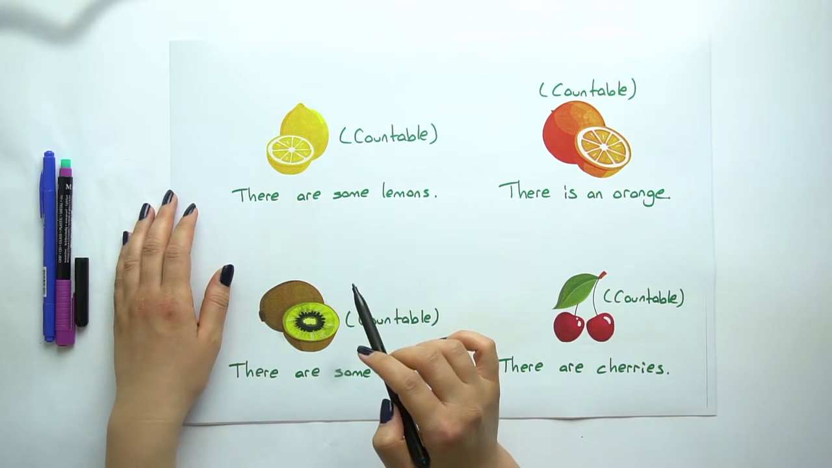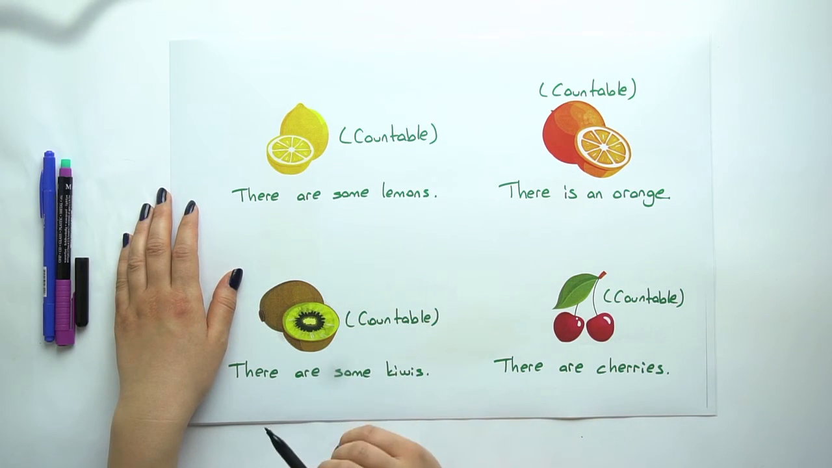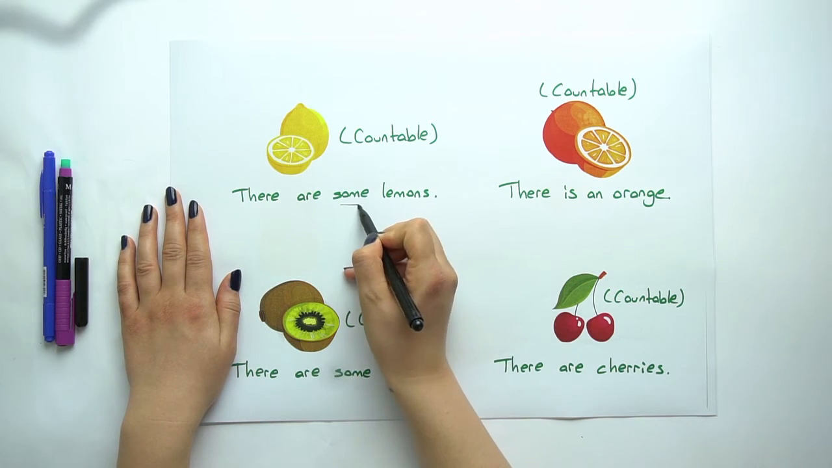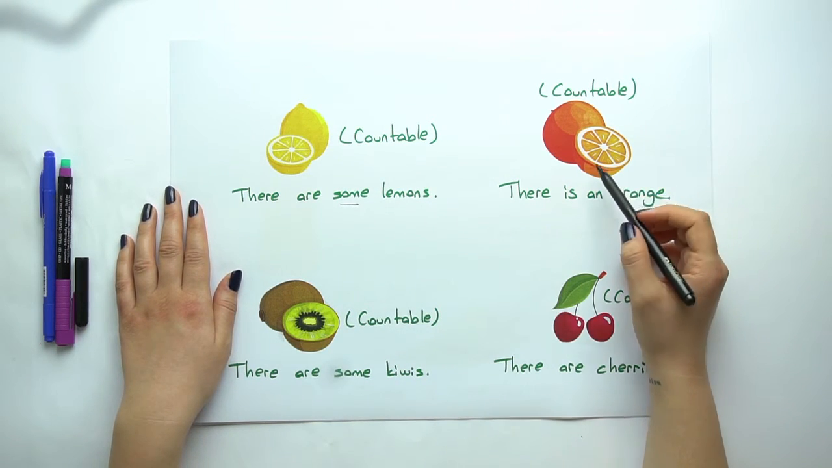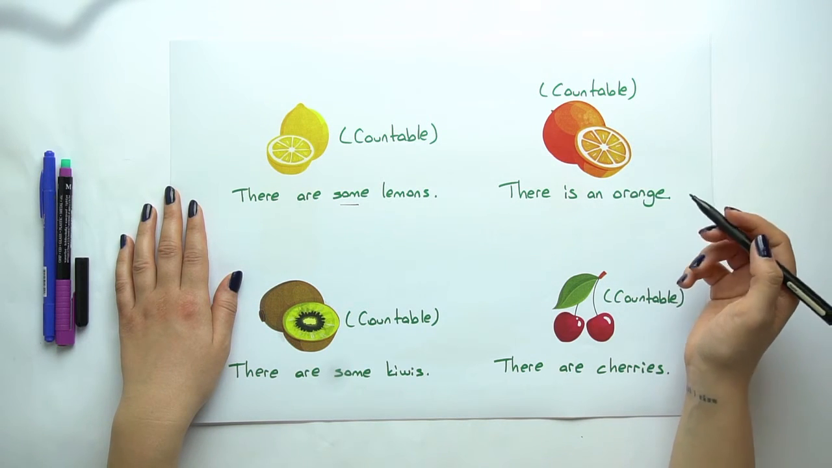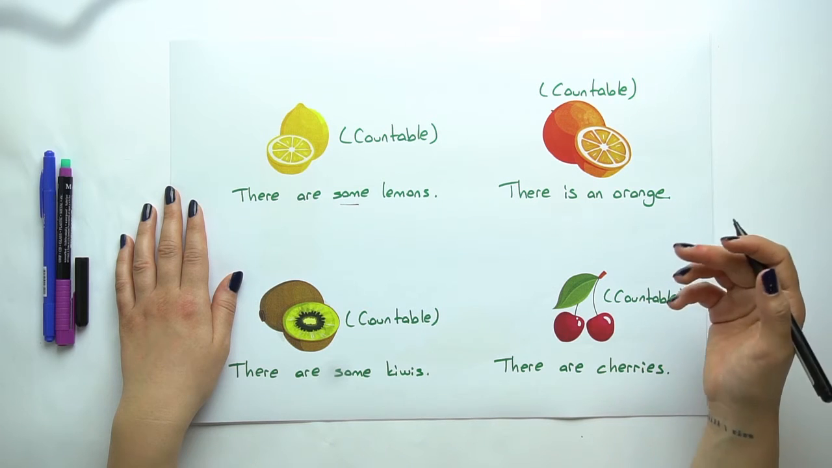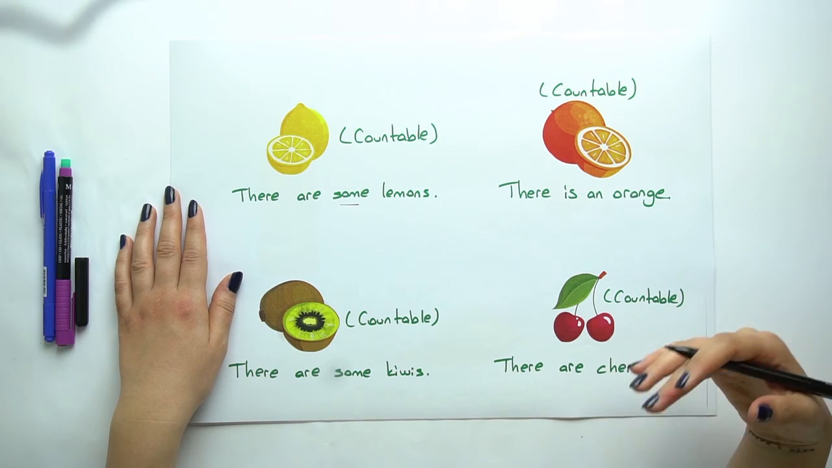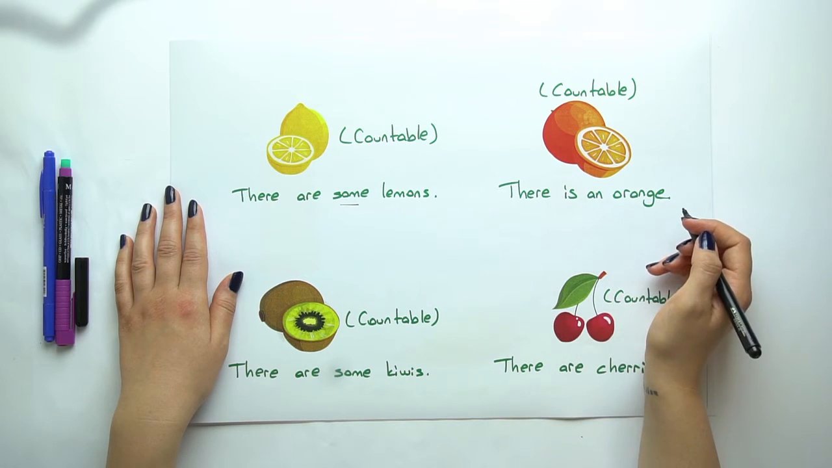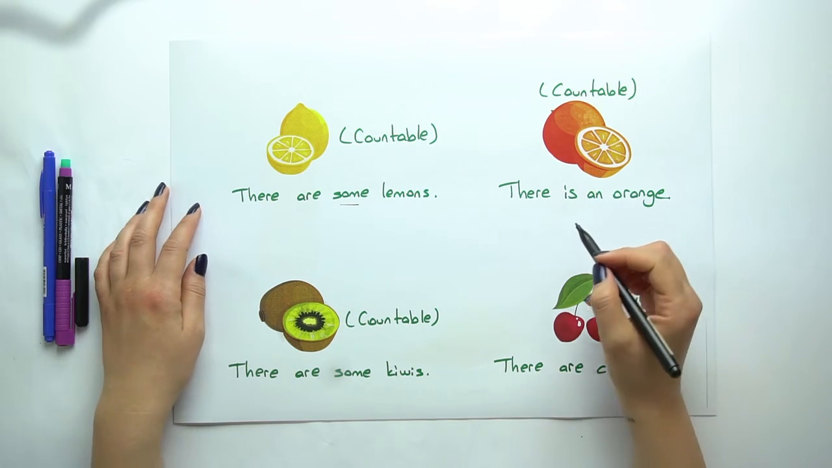Next one, we have lemon. Lemon is countable, and we can say there are some lemons. And next one, orange. Orange is a countable noun. And remember, we can use both singular and plural form of countable nouns. So we can say there is an orange.